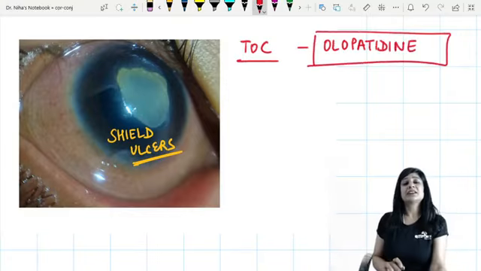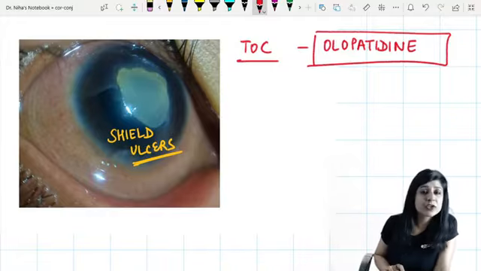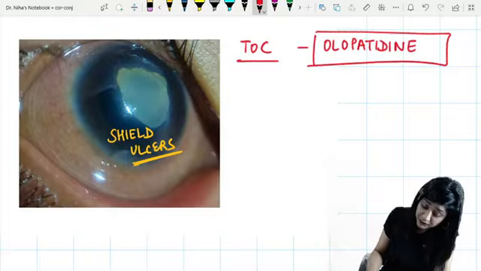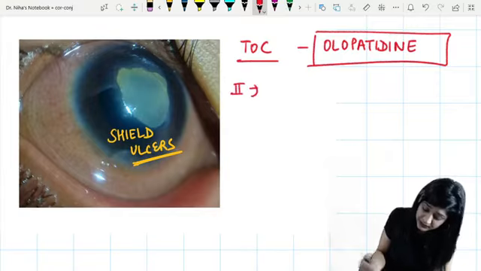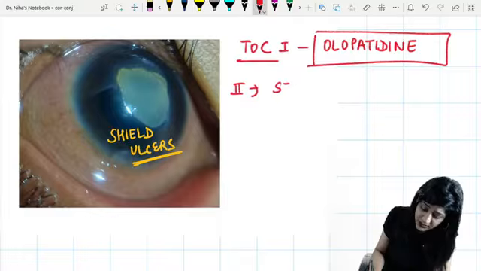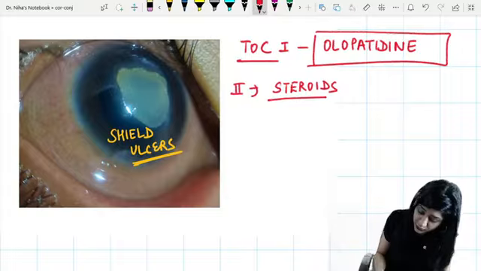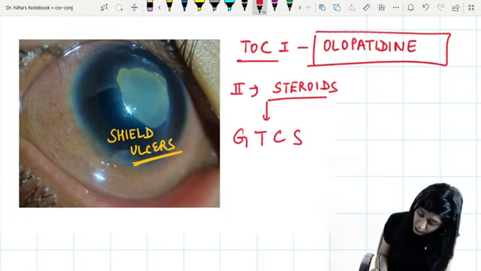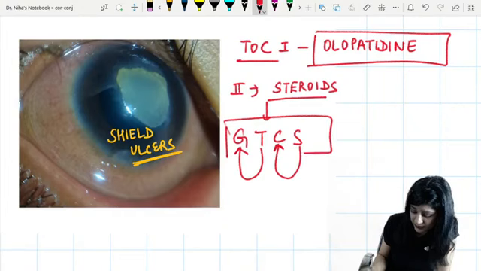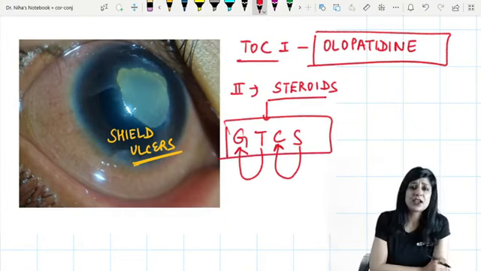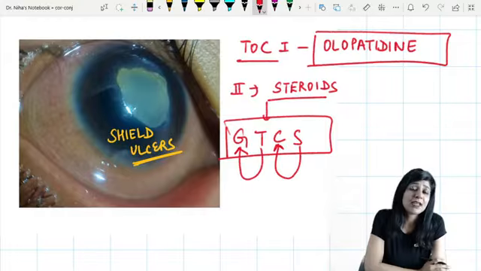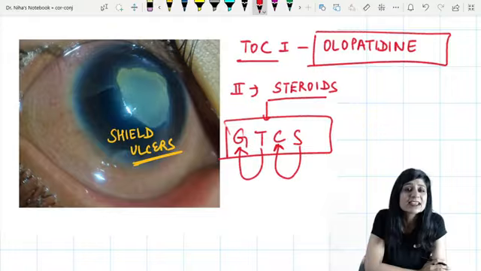It is a combined antihistaminic plus mast cell stabilizer. So a very good one. If it is not working, then as second line we can go for steroids. Why not steroids as the first line? Because steroids can cause GTCS. Topical steroids can cause glaucoma, and systemic steroids can cause cataract. So always remember the mnemonic GTCS, and that is the reason. I do not want to treat the allergy but cause cataract and glaucoma in a young male. That is why I am not giving steroids as the first choice.